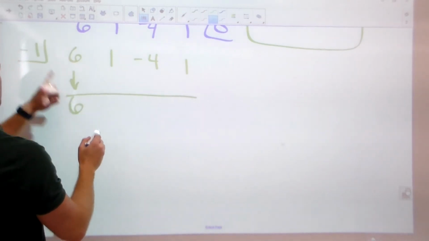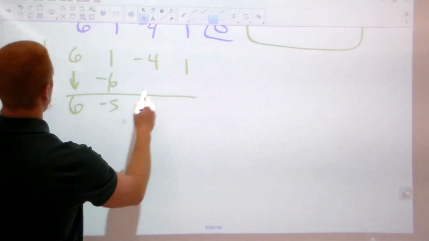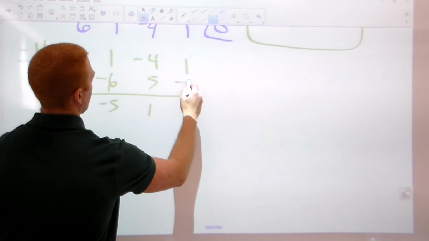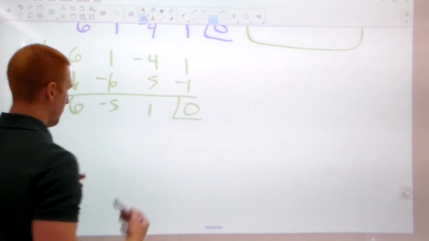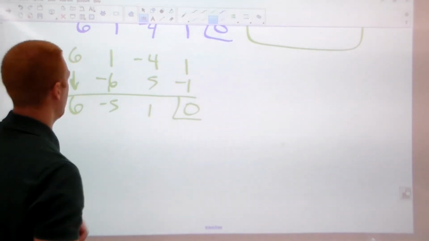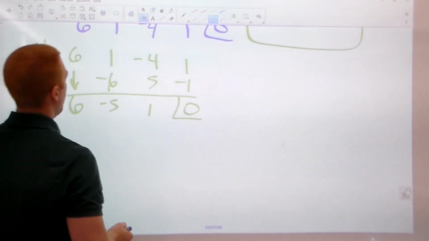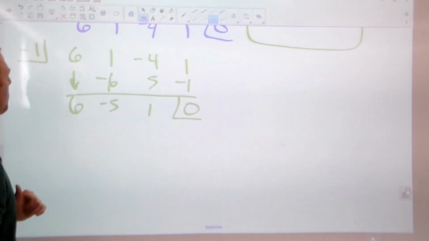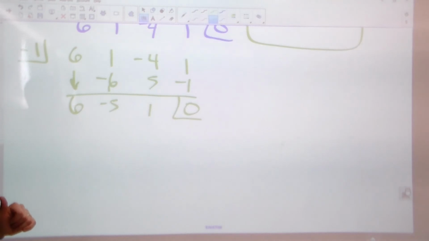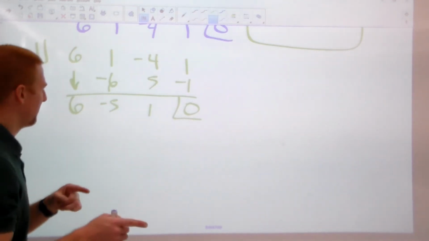So 6 comes down, 6 times -1 is -6, add 1 to get -5, 5 times -1 is -5, add 1 to get -4... and that turned out to be a solution because the remainder was 0. And it is showing up as a boundary. Now let's look at, is this a boundary?